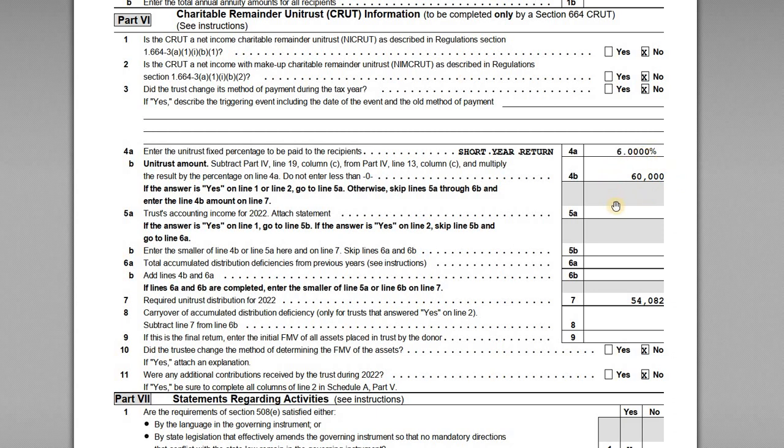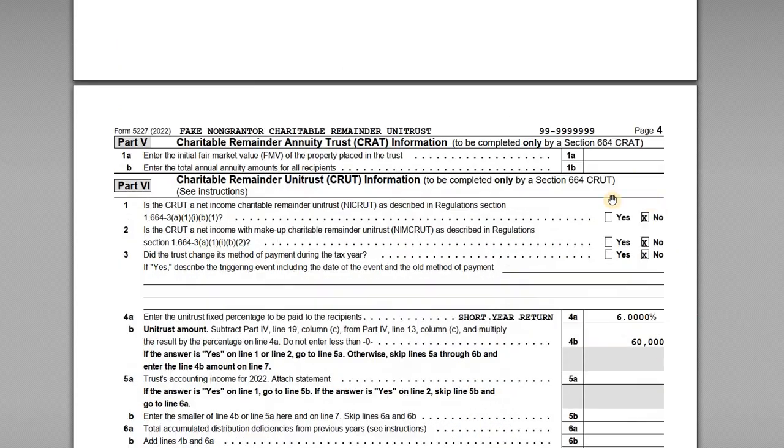However, we got a short year return, right? So 4B is calculated as if it was a full year, but then we mark up here that this is going to be a short year return, and then we calculate the Unitrust distribution, the prorated amount, and we list that down on line 7. Now, why aren't we doing 5A through 6B? Well, notice here it's asking us, if you answer yes to any of these questions on line 1 or 2, right?